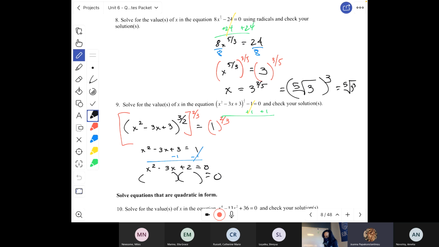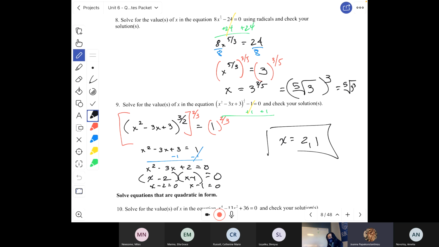And what are my two factors? My factors, x minus 1 and x minus 2. Perfect. Zero product property says I can set each of these equal to 0. So what are my two values of x? 2 and 1. Are they both valid? You tell me. 2 is, and 1 is. Yes, that's our solution set.